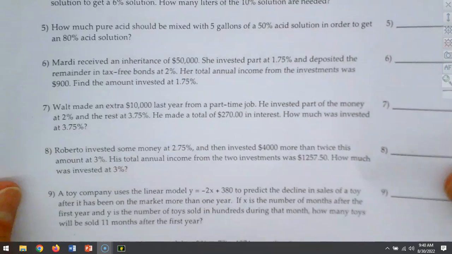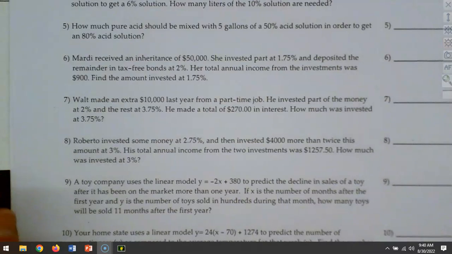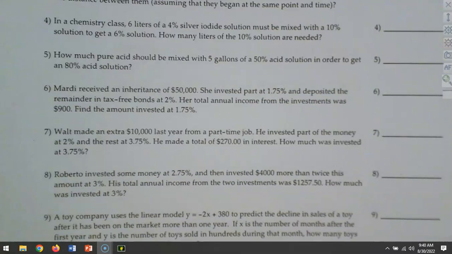Now again, on these, I am not going to work them out completely. We're going to talk about how we come up with the equation, because normally students do not have trouble solving them. It's a matter of how do I get my equation. So we're really going to focus on these because I know students struggle more with the applications than anything else.